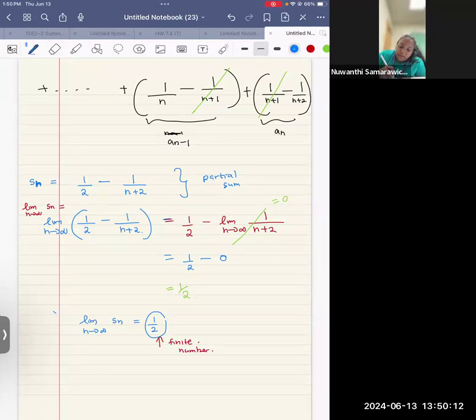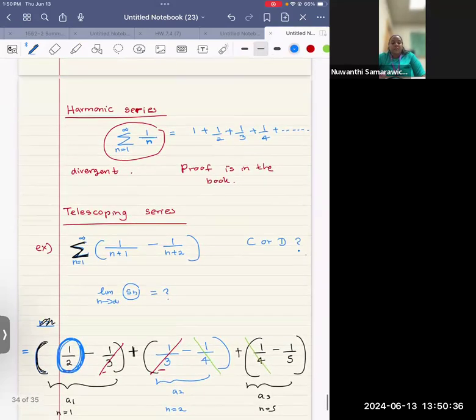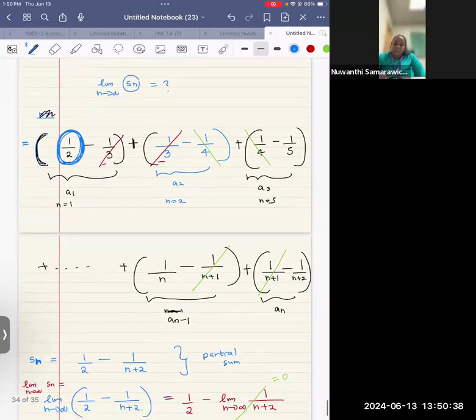Convergent. So the series, yes, guys, very good, 1 over n plus 2, converges. Okay. The series is convergent. So this type we call a telescopic series.